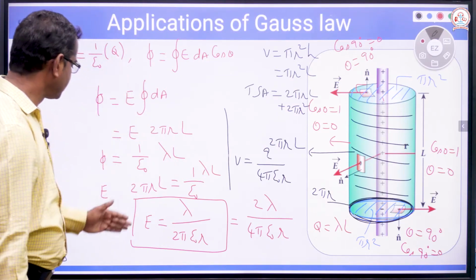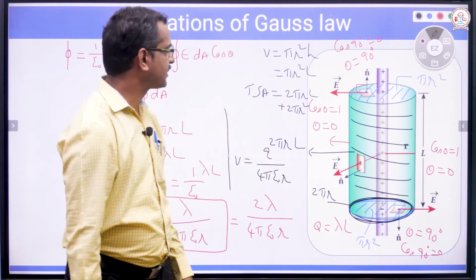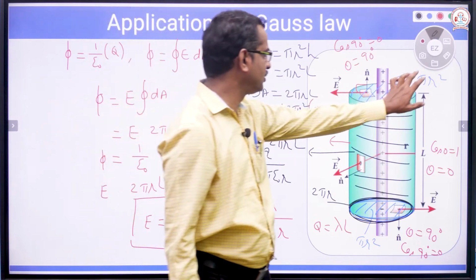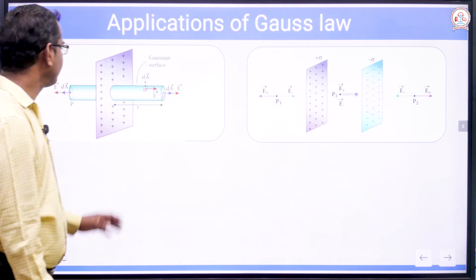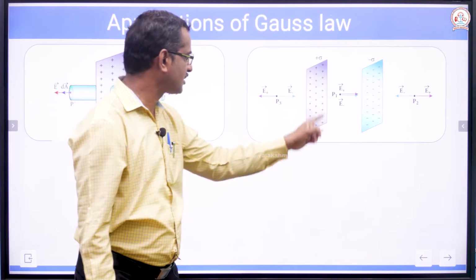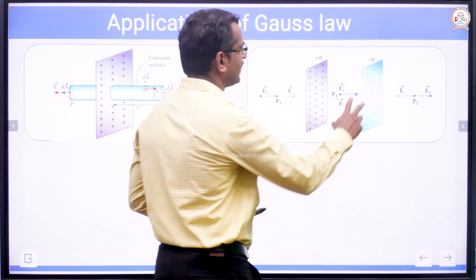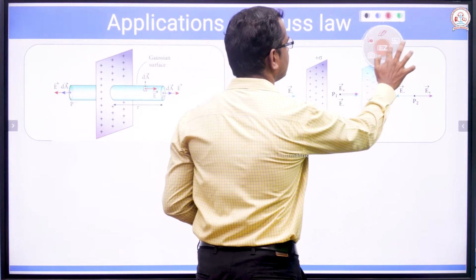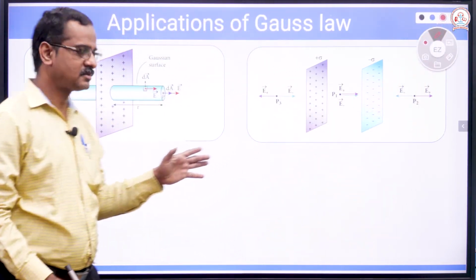So with this equation we can calculate electric field at a point due to a charged wire. This is an application of Gauss law. Now, electric field due to a charged metallic plate, electric field due to a uniformly charged plate. You see that the charges are uniformly distributed. Imagine a charged plate like this. If you just look at the figure, it is obvious that it is uniformly charged.